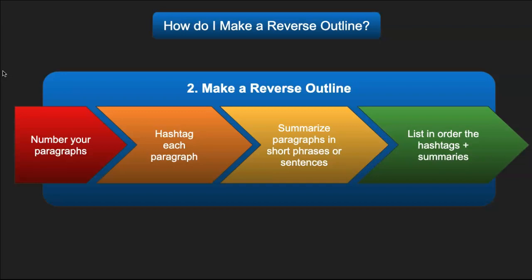List in order on a separate piece of paper, preferably, the hashtags and summaries. I would write the summaries and then hashtags next to it. That gives you a bird's eye view of what you need to do, of what your essay is literally about right now. It's not a wish list, it's what it is, a snapshot. With that, then you can make decisions about how you can improve your paper.